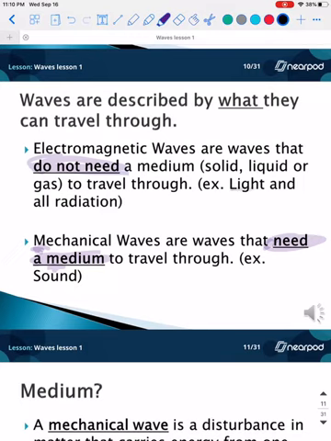Electromagnetic waves are typically going to be your light waves, because light waves can travel without a medium. They can just keep traveling and traveling and living their best life. But a sound wave is a mechanical wave that you need a medium for. So you need to have something that goes with it.